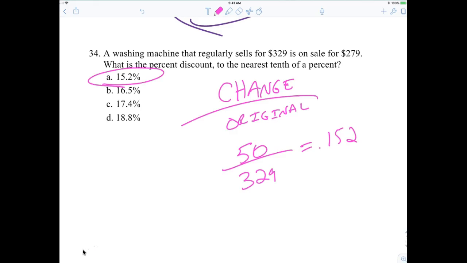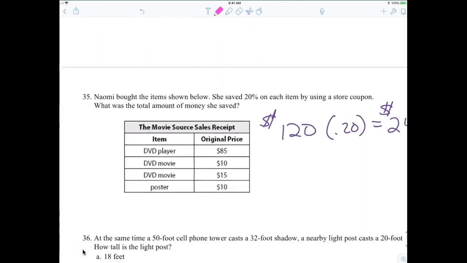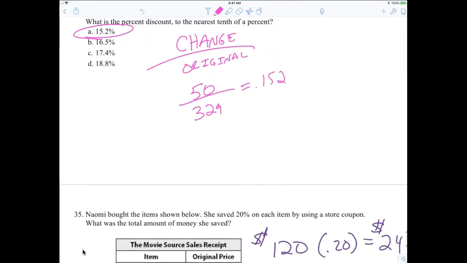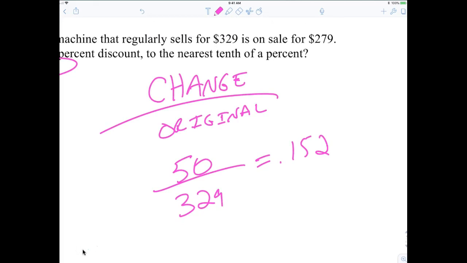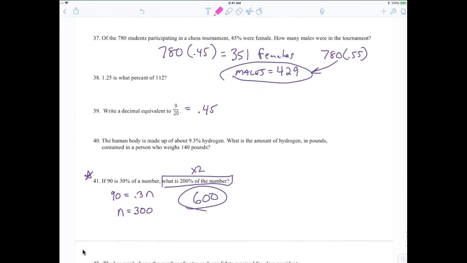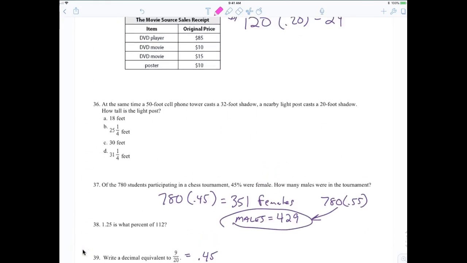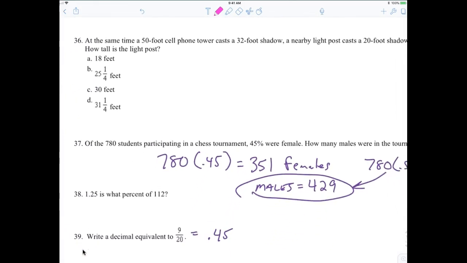Everybody okay with that, guys? I think that's a little bit of everything. The change. You went from 329 to 279, so we subtracted. All right, yeah, let's just do a couple more problems. I think if we do 36, 38, and 40, we'll call it a day. All right, here we go.